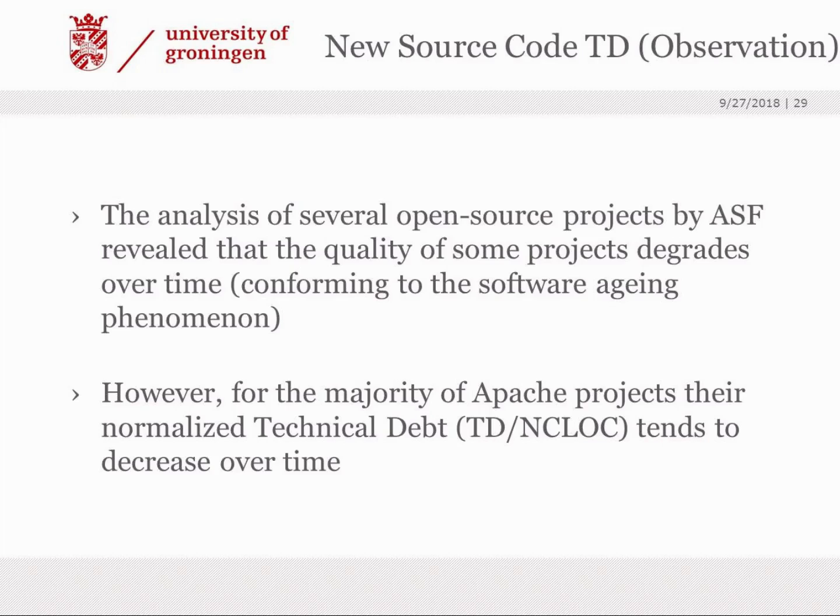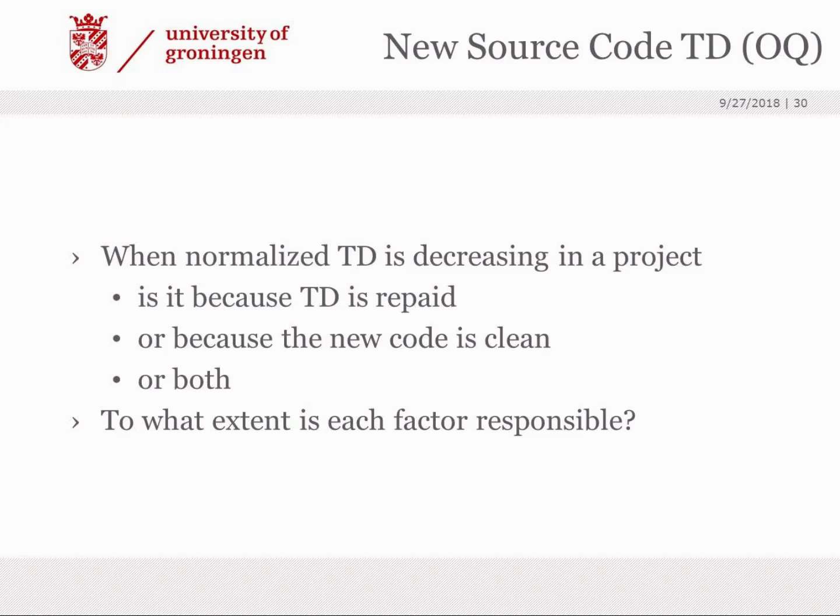This is a different slide. It says that, as we have already seen, the technical debt tends to increase over time. However, for many of the Apache projects, the normalized technical debt, the amount that exists on each line of code, tends to decrease. So I would like to figure out why the normalized technical debt is decreasing in a project. This is either because technical debt is paid back, or because the new source code is clean and the code base becomes bigger, and that's why both.